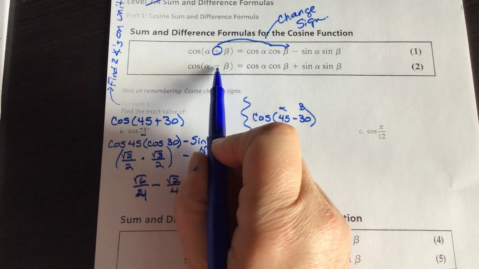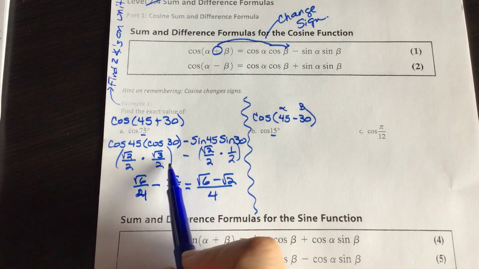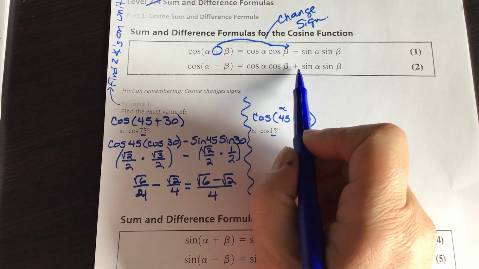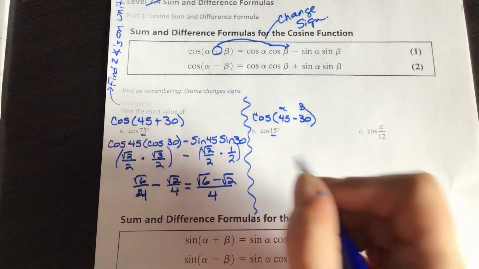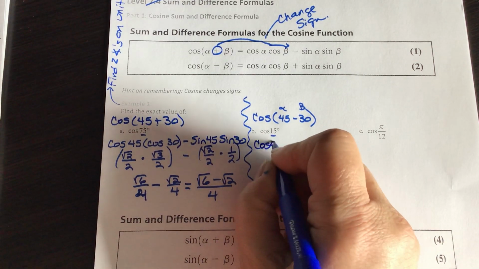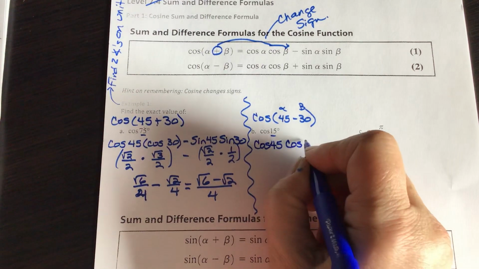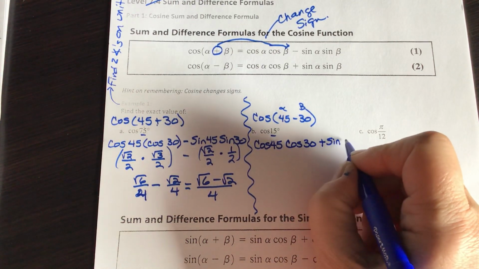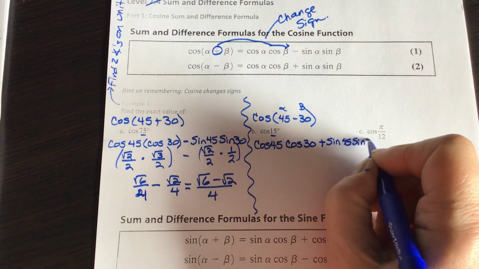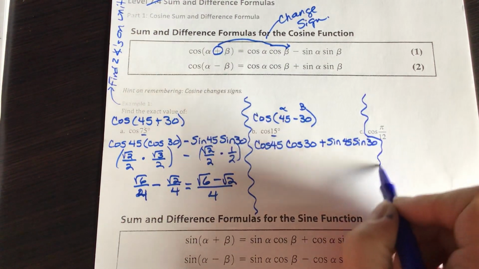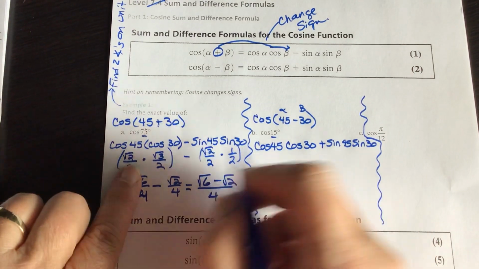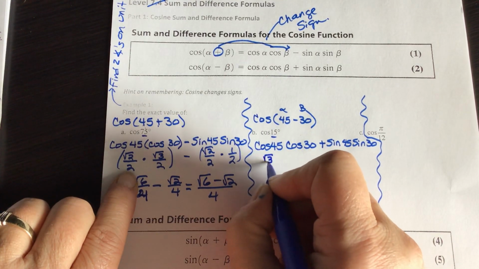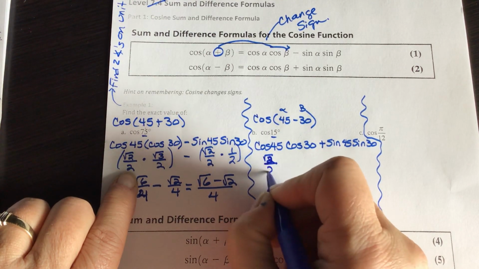This time I have the same values for cosine of 45 and cosine of 30, except I'm going to add in between. So cosine 45, cosine 30, and then I'm going to add sine 45, sine 30. All right, so I can use these same values over here. Cosine and sine of 45 are square root of 2 over 2.